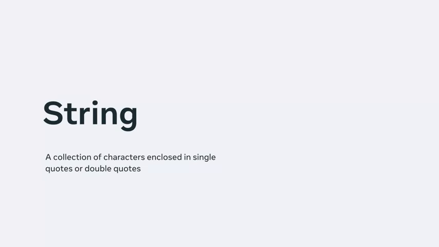selected. So what is a string? A string in JavaScript is a collection of characters enclosed by single quotes or double quotes. Such a collection of characters is known as a string data type. Strings are one of the most common types of data you'll be working with.